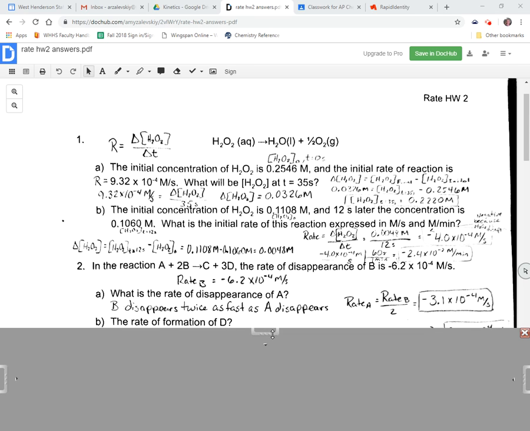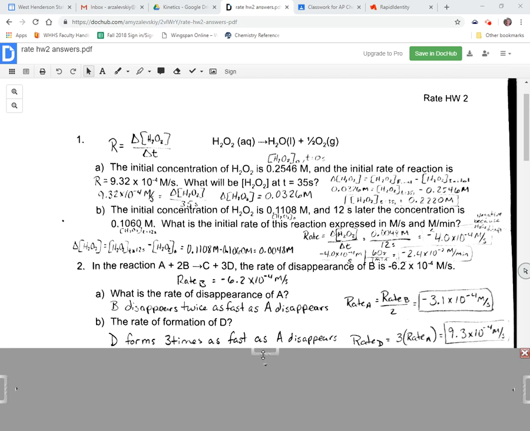Then in B, they're asking for the rate of formation of D. So for this one, I decided that it was going to be more simplistic to compare D to A than to B, but I could have done that. I just saw this as a 1 to 3. So for every A that disappears, 3 Ds are going to appear. And that's what I said here. And so I said the rate of D is equal to 3 times the rate of A. Since this is a rate of formation, it would be positive at 9.3 times 10 to the negative 4 molarity per second.